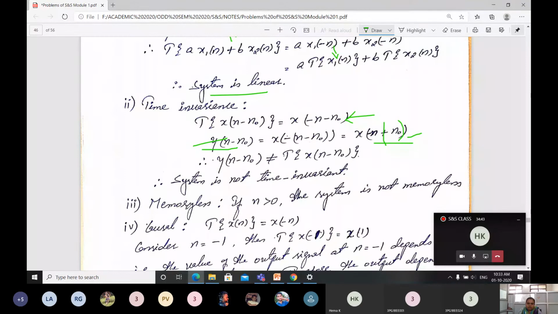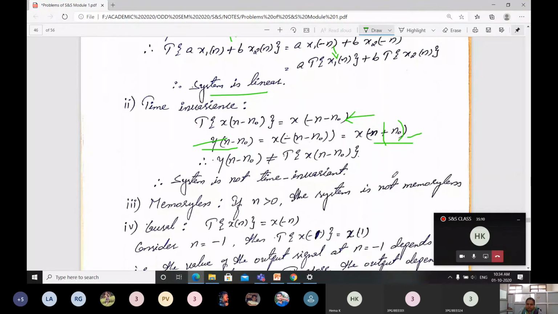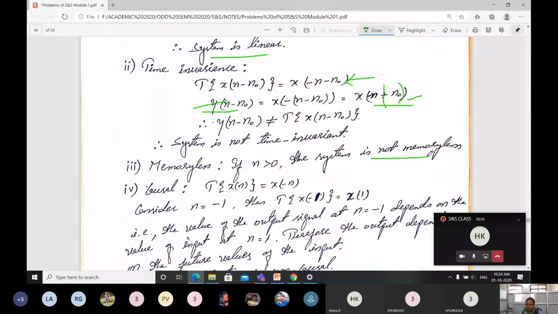Then what about the memory? If n is greater than 0, meaning for positive values, the system is not memoryless, meaning it has memory. It depends on future values. For that reason, just substitute here. When I substitute n is equal to 1, you get minus 1, which is a past value, right? It depends on the past values. So I can tell that the system has memory. Not memoryless means it has memory.